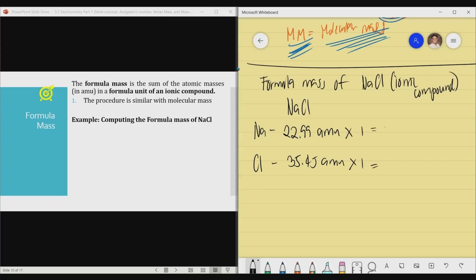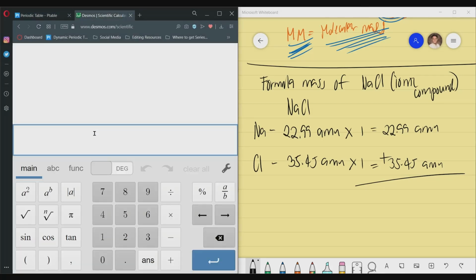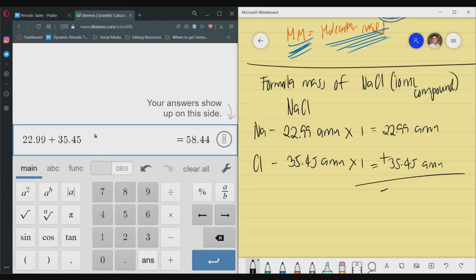So now I have 22.99 AMU and then 35.45 AMU for chlorine. And then add them. Adding them up, let me just get my calculator. So 22.99 plus 35.45, I have this particular answer.